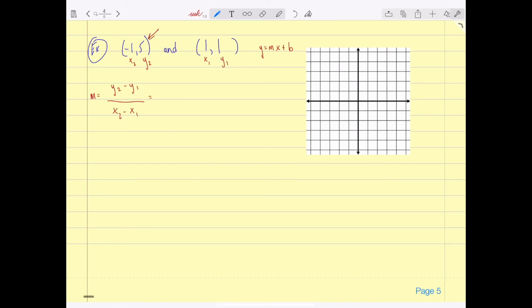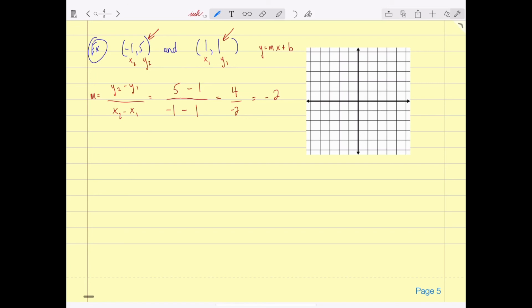So y sub 2 is 5. Y sub 1 is 1. In the denominator, you have to be careful here because we have a negative number. So negative 1, it's good that it's in that spot actually. And then we subtract the number for x sub 1, which is 1. Okay, 5 minus 1 is 4. And negative 1 minus 1, you're going to go 1 below negative 1 then. So this is negative 2. So this is a slope value of negative 2.